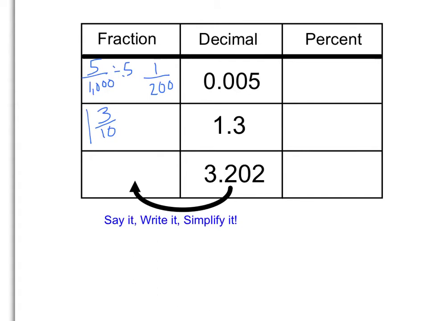I'm done. So here I have another whole number, 3, and 202 thousandths. So I'm going to write the 3 and the 202 over 1,000. I have to simplify that. 202 1,000ths can be divided by 2, which is 101 500ths.